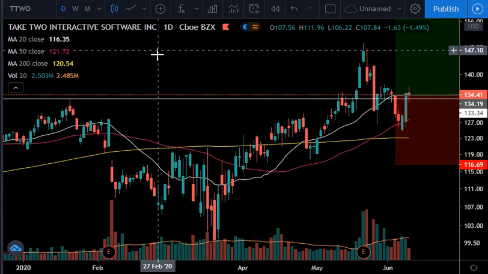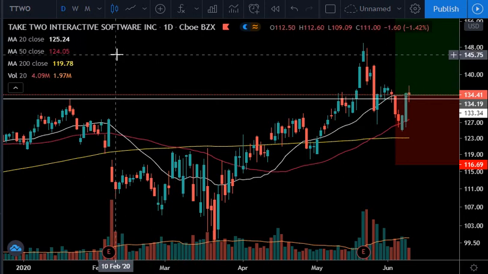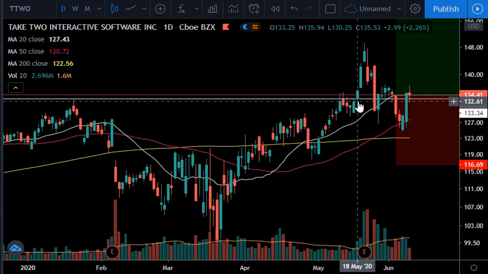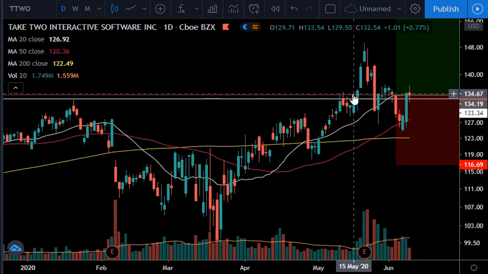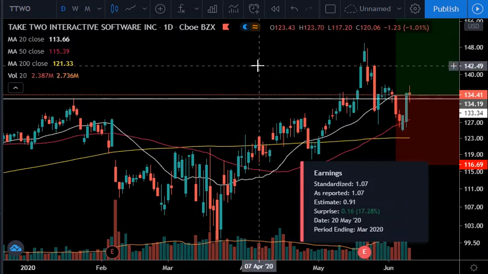Alright, so today we're looking at Take-Two Interactive Software. I started getting interested in this trade around May 18th. Nevertheless, it had earnings on May 20th.